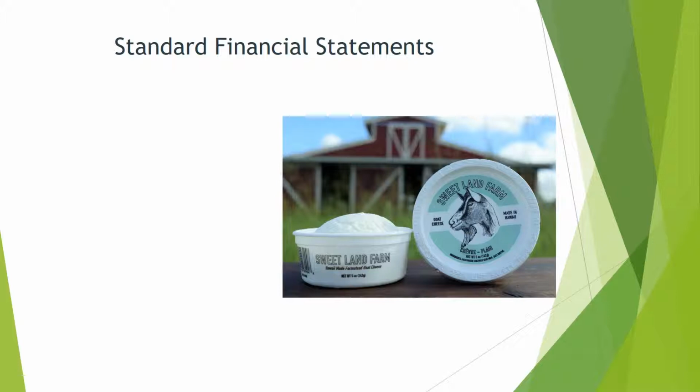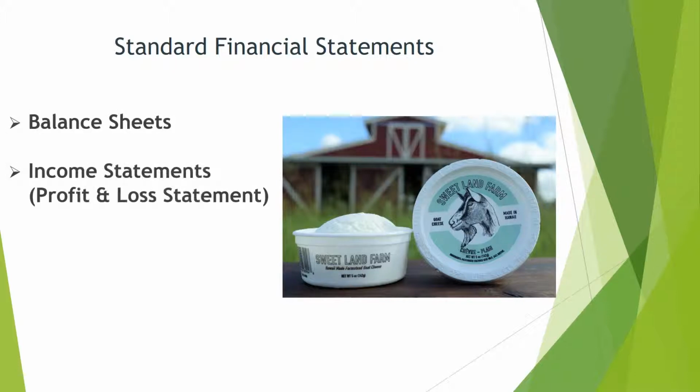So, standard financial statements. There's a whole lot of different financial statements that we could go over, but really the three major basic ones that are ubiquitous with all businesses, and anytime you're talking to someone about the financials of an organization, these are always typically going to be the first three documents or reports that they're going to be looking for. So you have your balance sheet, and you also have your income statement, which is also known as your profit and loss statement, and your cash flow budget.